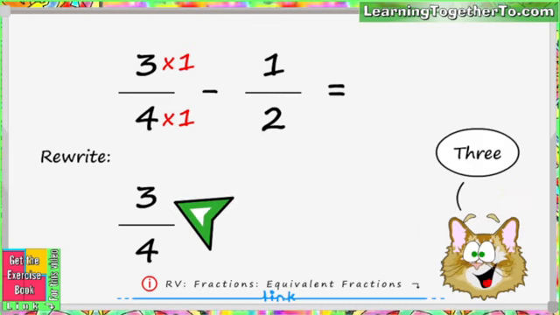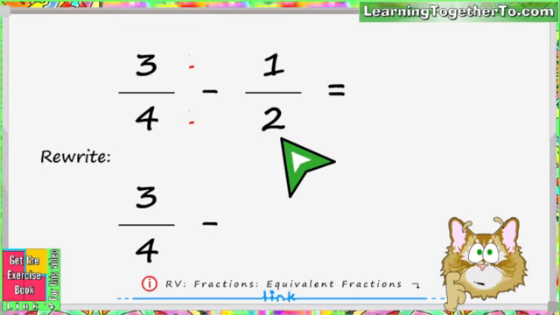3. Very good, Frank. Now we need to change the 2 in the second fraction to 4. What do we need to multiply 2 by to get 4?